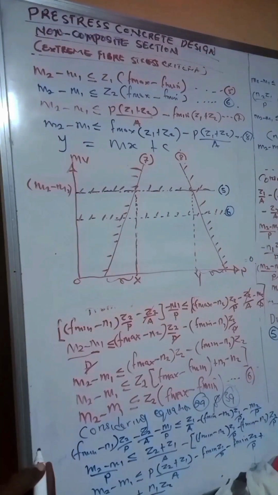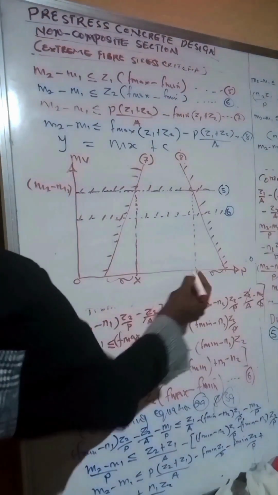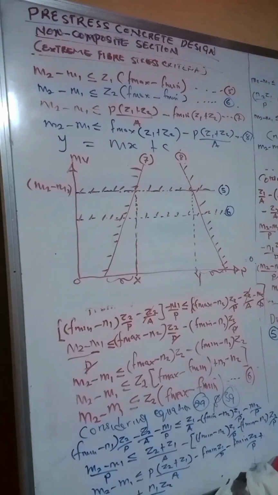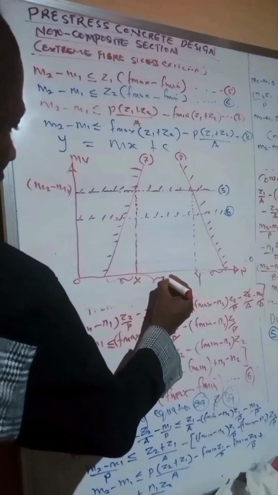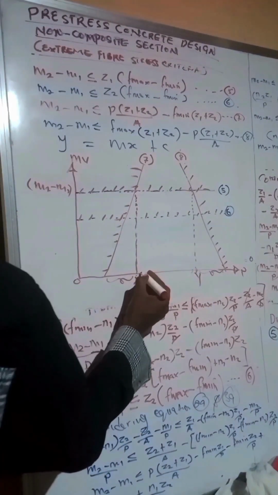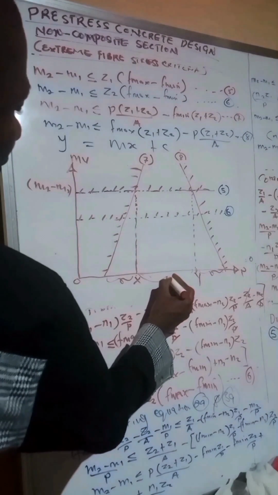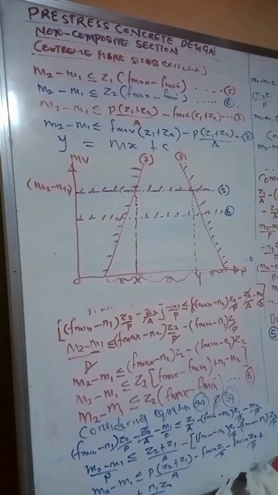And apart from this zone, we also have this zone that is free. You can also pick your pre-stressing force within this zone. So that is what it means with what we have gotten. You can pick a pre-stressing force around the zone. So the most important thing in your design, the first thing you are expected to do, is to calculate the value of X.